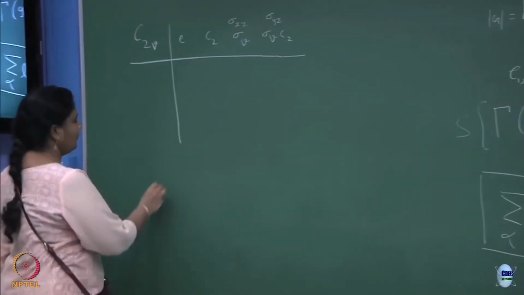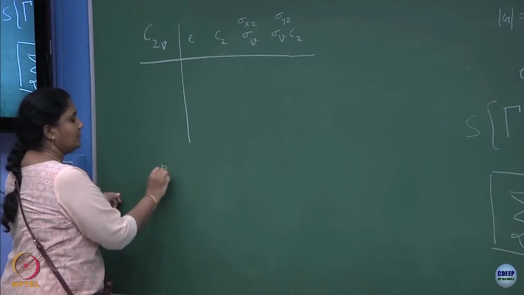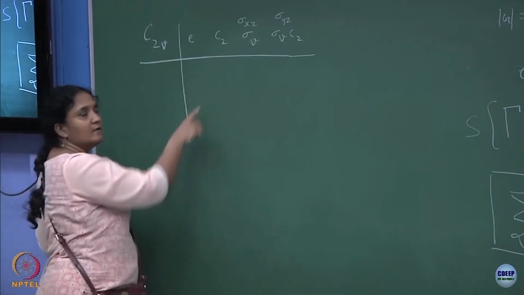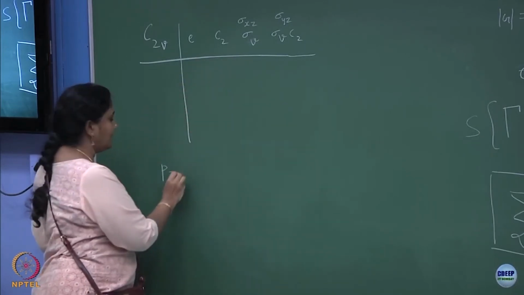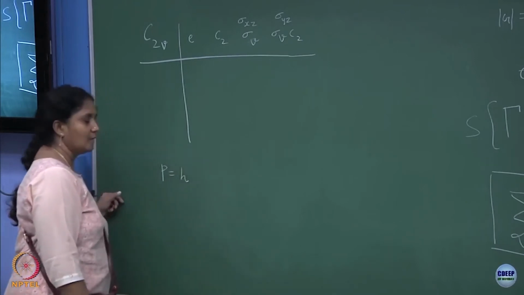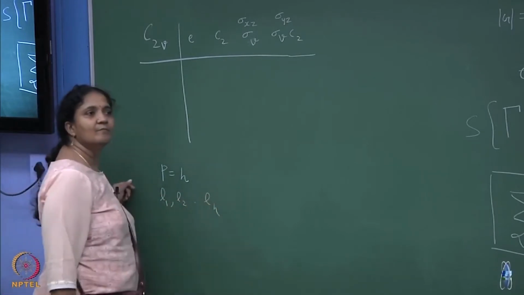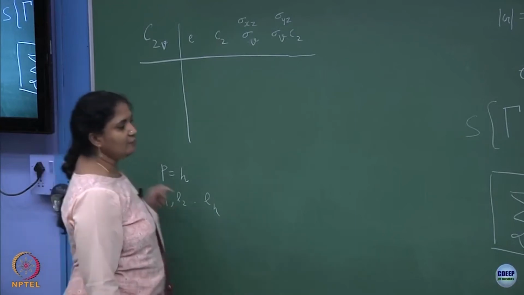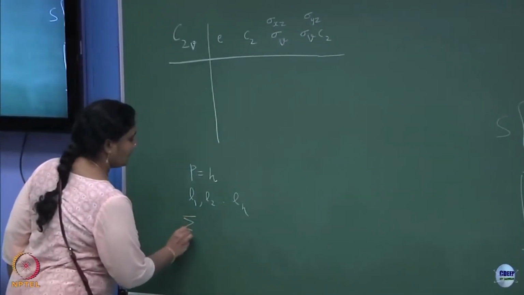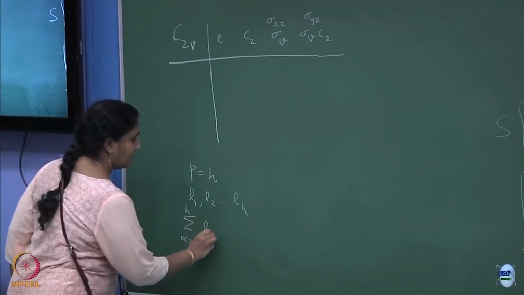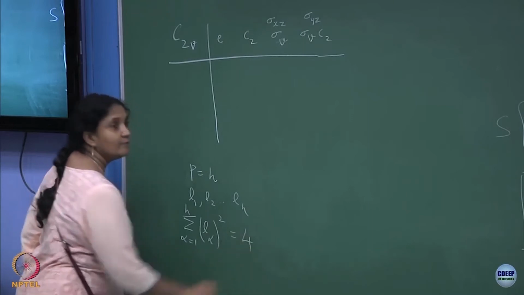So, first of all we need to determine how many alphas are there. Okay. P for this case: it is an abelian group, so the number of classes is also equal to the order of the group, P is H. Which means L1, L2 up to LH, correct, and we need to satisfy this condition. So, the summation over alpha 1 to H of L alpha squared has to be equal to 4, right. In this case it is 4.